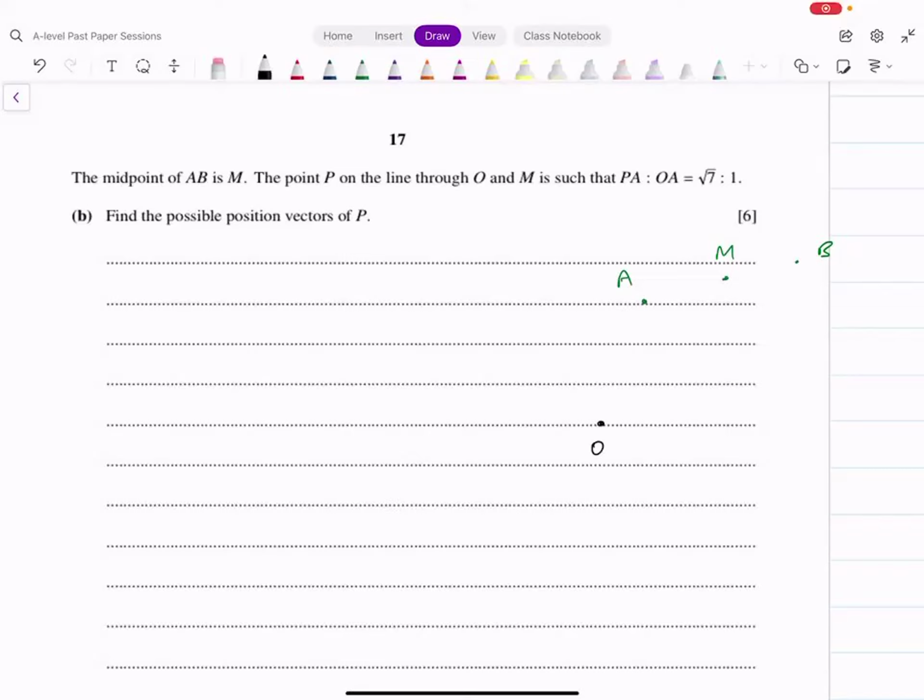इस लाइन के ऊपर जो origin और M से पास कर रही है, इस लाइन के ऊपर there is a point P such that PA and OA, उनकी जो ratio है, that is square root of 7 ratio 1. Find the possible position vectors of P. Okay, अब ये P point कहाँ पर है? We don't know where that is, but जहाँ पे भी है, इस line के ऊपर ratio जो बन रही है PA और OA की, what is that? That is square root of 7 ratio 1.